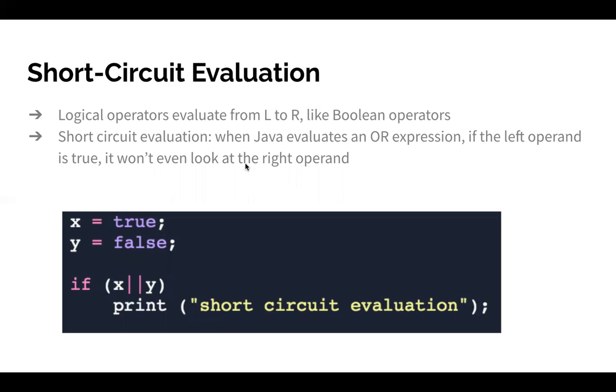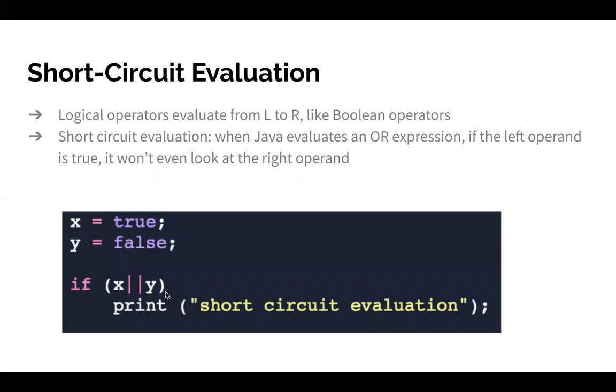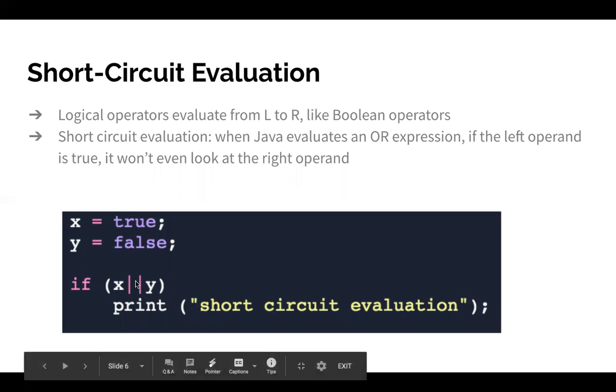So here we see that X is equal to true and Y is equal to false. So this if statement checks if X or Y. Well, if X is true, it doesn't even need to look at the Y because since it's an OR statement, it only needs one of them to be true to execute. This saves Java some runtime.